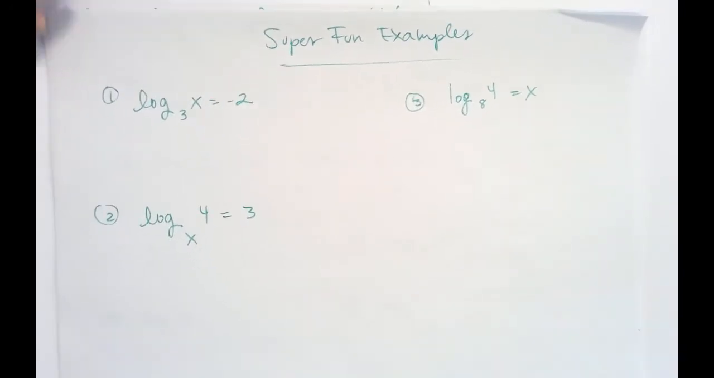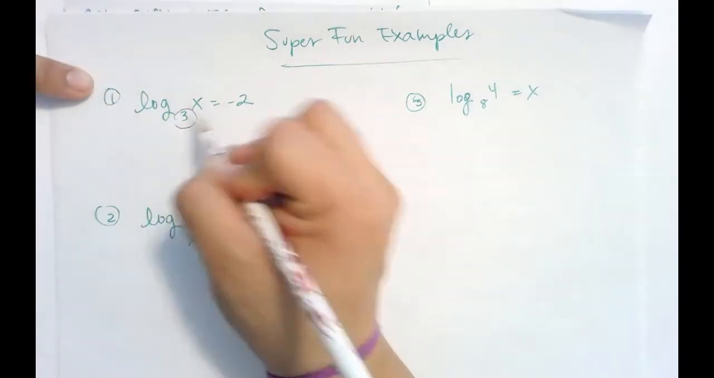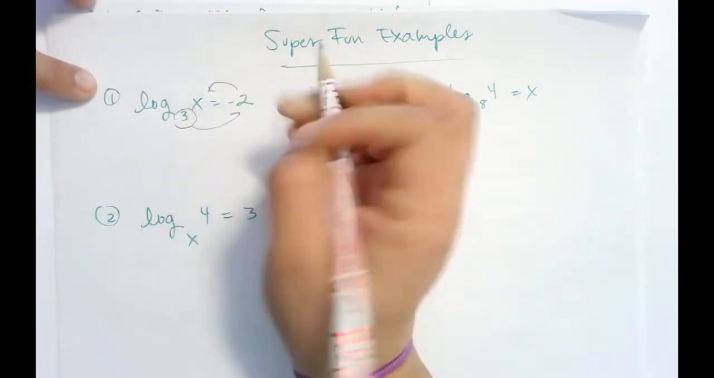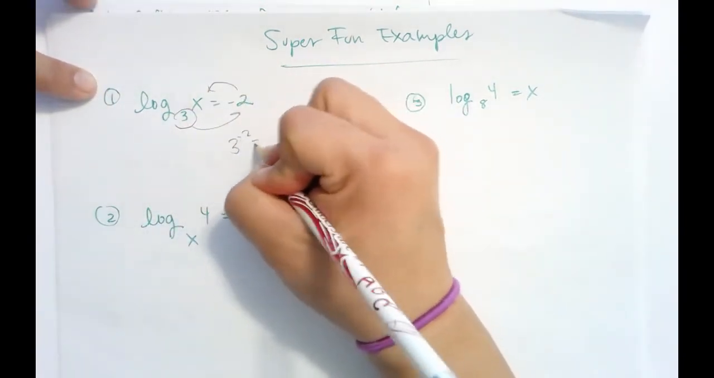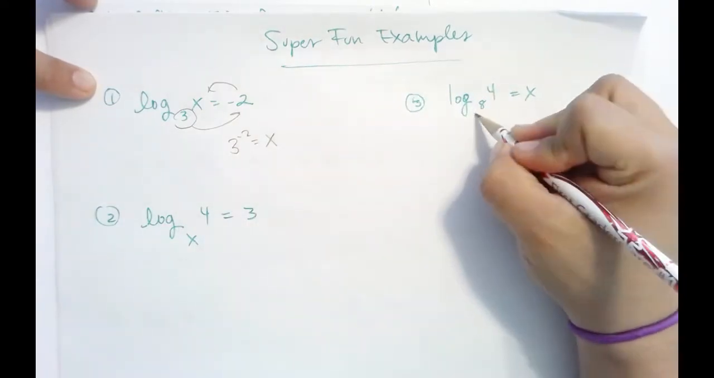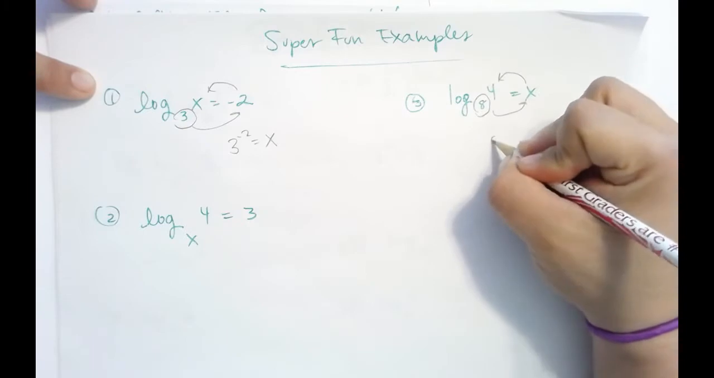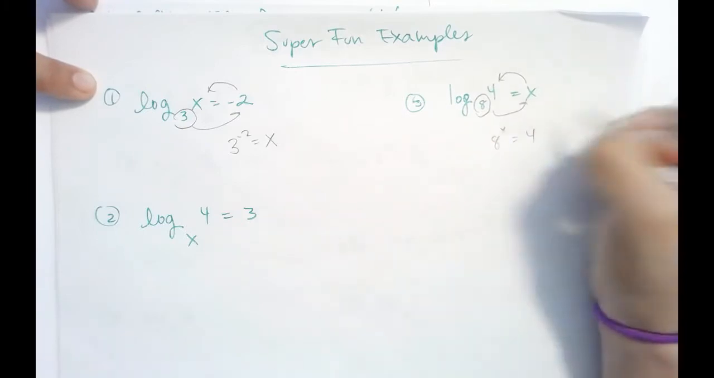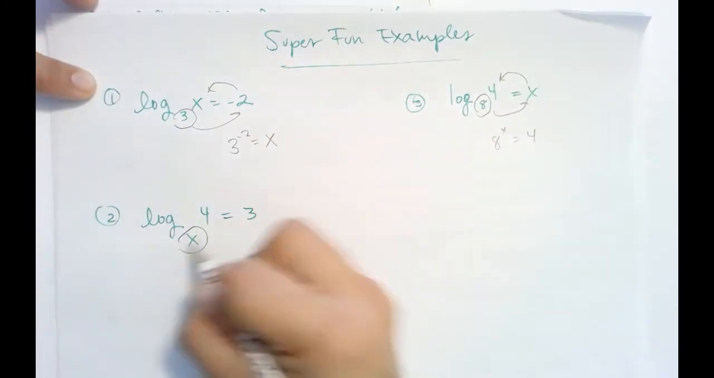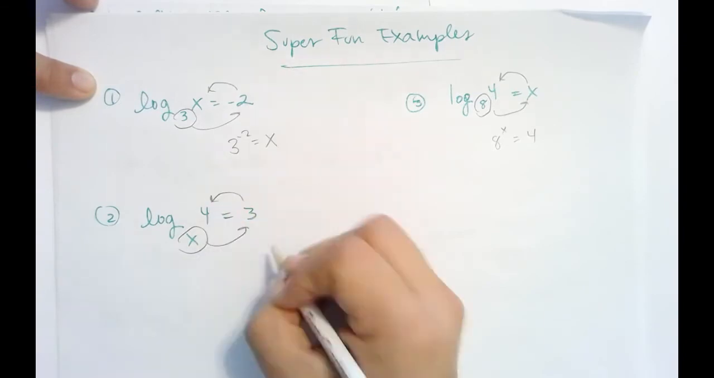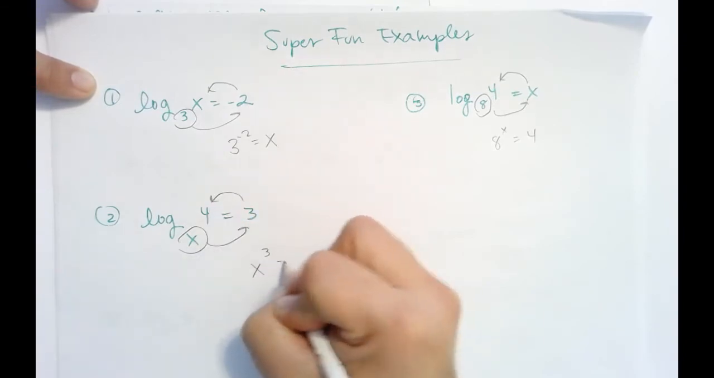You can try this on your own. I'll give you 5 seconds to push pause. 5, 4, 3, 2, 1. Okay, welcome back. Here is the base raised to the power 2, and that's equal to x. So 3 to the -2 is equal to x. We take the base, raise it to this power, and that's equal to 4. 8 to the x is equal to 4. So here we can take x to the power 3, and that's equal to 4. So x to the 3rd power is equal to 4.